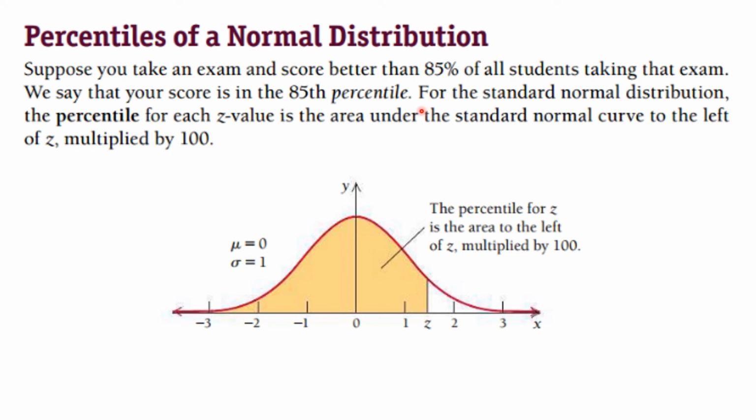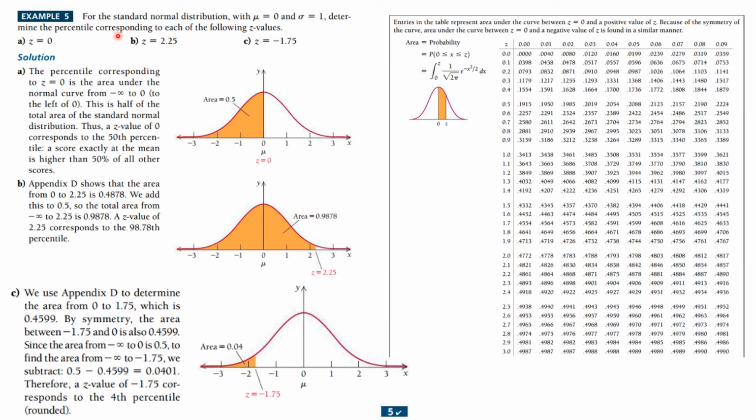For the normal standard distribution, the percentile of each z value is the area under the standard normal curve to the left of z multiplied by 100. So if this were the z value, it's the area to the left of z multiplied by 100. Realize that your table only gives you this piece, so you have to add the 0.5 if z were like this. All right, so we're going to look at the standard normal with mu equals 0 and sigma equal 1 and determine the percentile corresponding to each of the following z values. Well, this is the mean, so that percentile is going to be 0.5 or 50%.